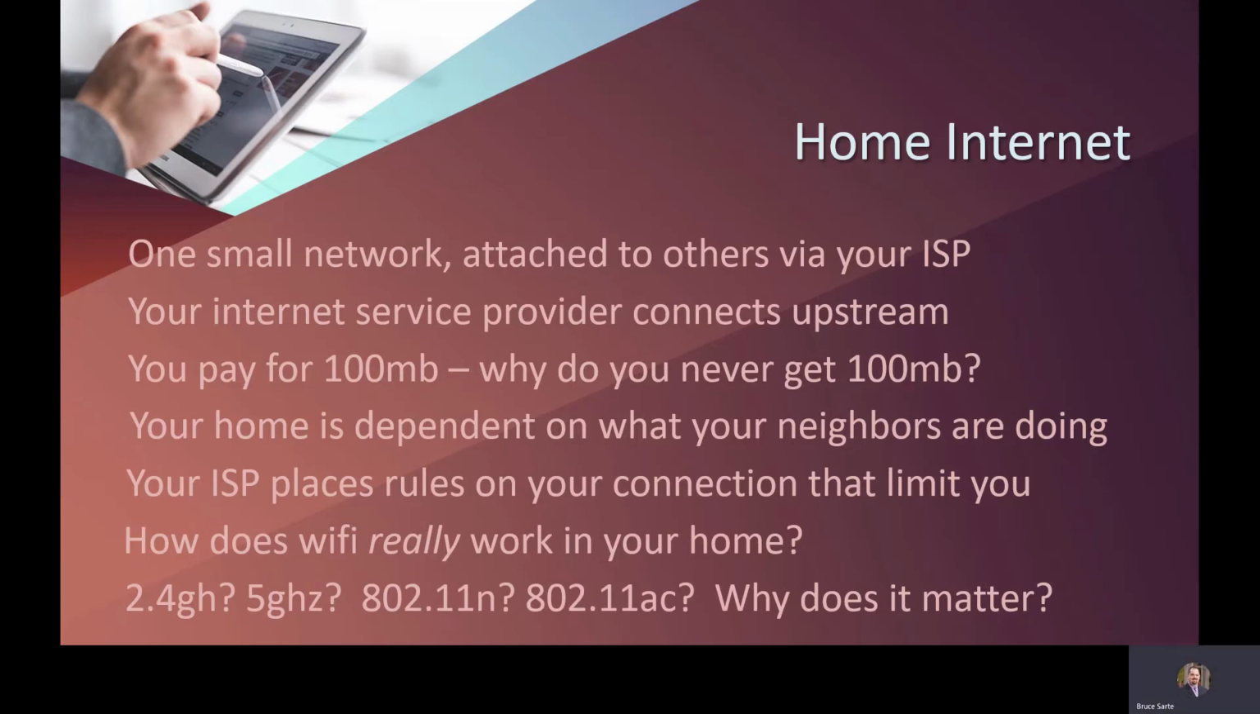Your ISP also places rules on your connection that limit you. So for example, you'll notice that if you run the speed test that I mentioned in the previous slide, your download speed should be significantly higher than your upload speed. That is because your internet service provider is limiting the amount of data you can send back to the internet. And that's not normally a problem, because generally speaking, the data you send out is very small and very quick, and you generally consume a lot more data than you send up.